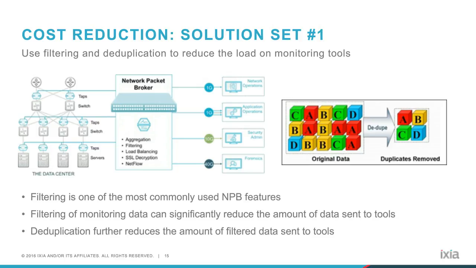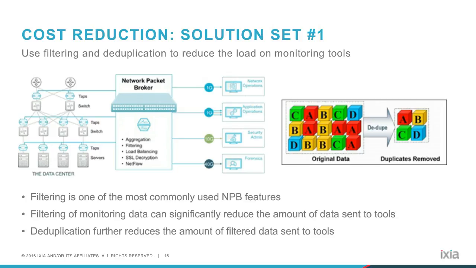Since the data coming in from the tap is a complete copy of all the data, some of it will need to be filtered before being sent to the appropriate monitoring tool. This removes non-pertinent information and reduces the clutter being sent to the tools. Filtering means that only the right information is sent to the tools, and it can be segmented out so that only certain pieces of the information go to specific tools. This is one of the most commonly used packet broker features.